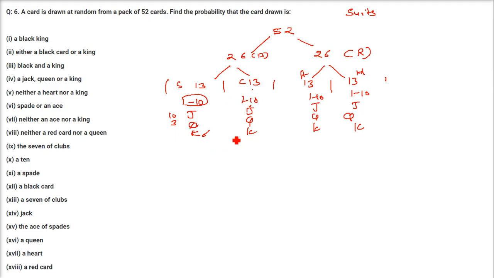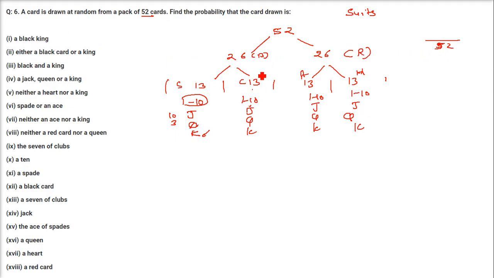Now let us go to the questions. First, you need a black king. First of all, you need to understand that there are 52 cards, so in this question especially, the denominator is 52. These are the total number of possible events. Because there are 52 cards, 52 possibilities are there. Now we'll put the rest in the numerator.